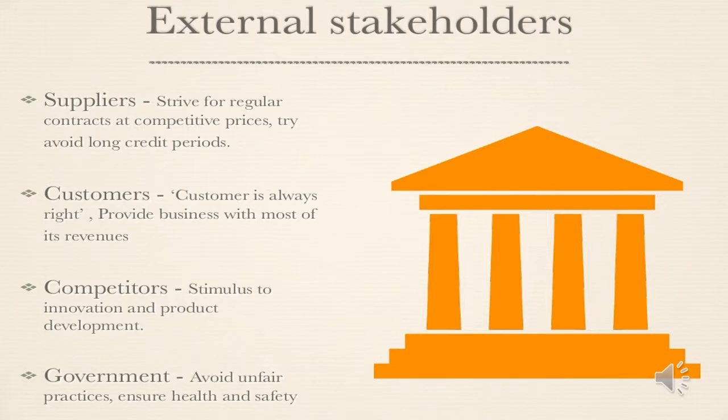Suppliers strive for regular contracts at competitive prices and try to avoid long credit periods. If we talk about customers, children, the customer is always right. They provide the business with most of its revenues. If we talk about competitors, they stimulate innovation and product development. Government, they avoid unfair practices and ensure health and safety.